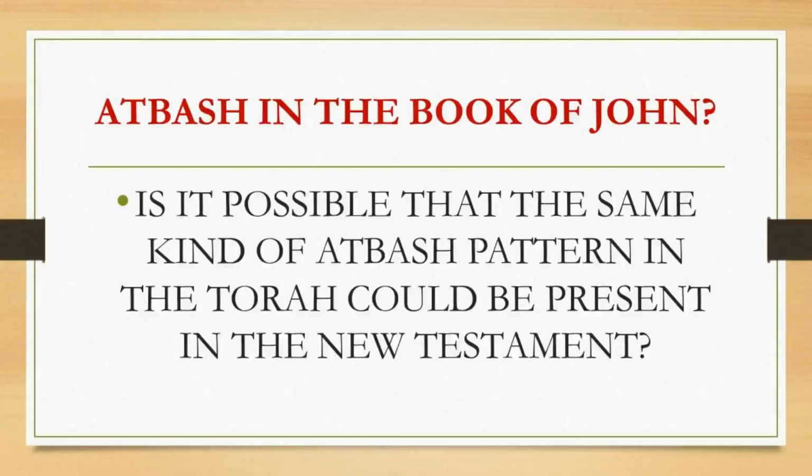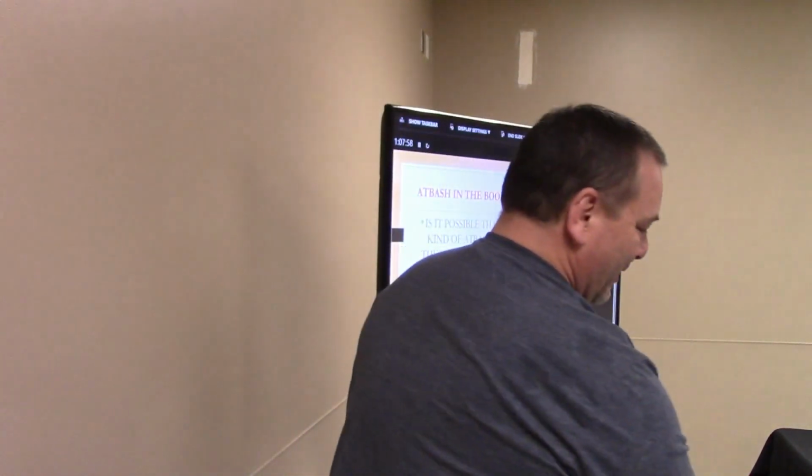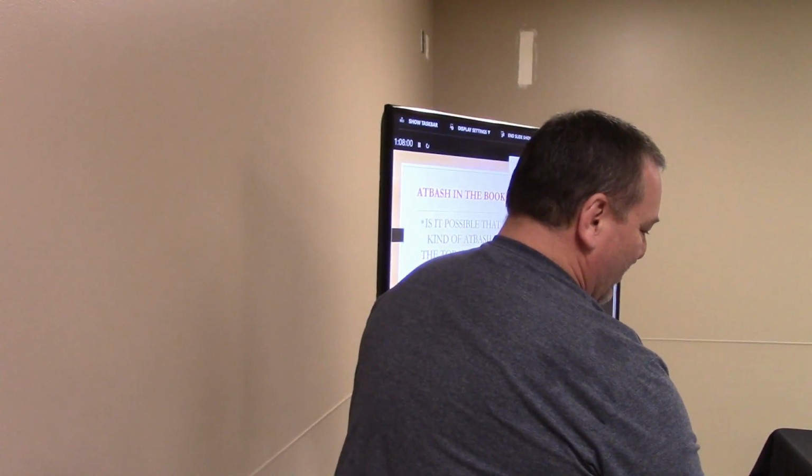Is it possible there's one in the book of John? The Gospel of John. Is it possible? Well, of course, that's why we're here. But is it possible? Those are in the Old Testament. What would be the odds of it being in the New Testament? Because if you have Old and New, they should mirror each other. So the whole Old and New should be Atbash in itself, because one mirrors the other. So in the Gospel of John, yes. Let's look at this.